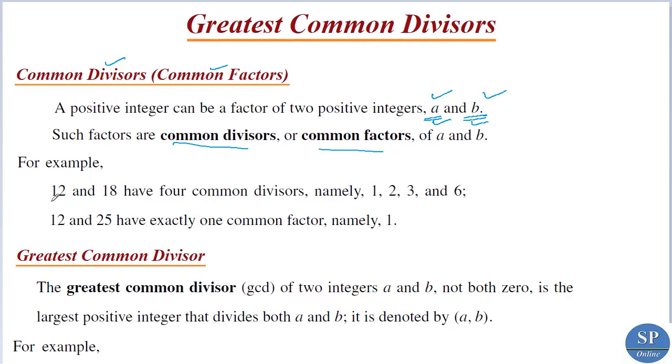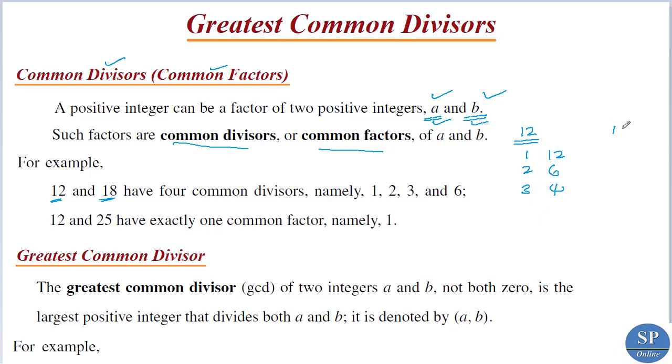For example, consider two integers 12 and 18. The common factors of 12 and 18 are 1, 2, 3 and 6. Considering the factors of 12, 1 times 12 is 12, so 1 and 12 are factors of 12. 2 times 6 is 12, so 2 and 6 are factors. 3 times 4 is equal to 12, so 3 and 4 are factors of 12. Now again 4 times 3, so these are the factors of 12.